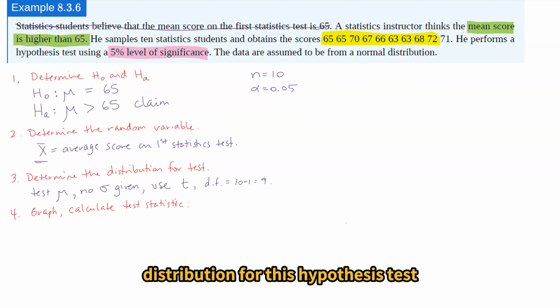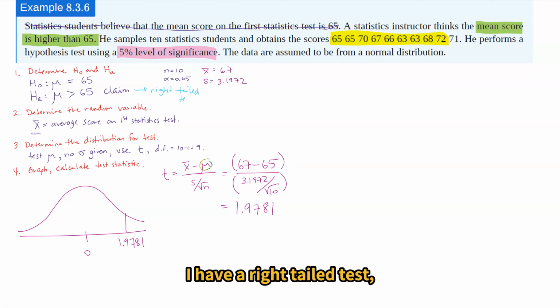Looking at this graph, 1.9781 will be somewhere to the right. And this does make sense. Looking at my alternative hypothesis, mu is greater than 65, I have a right-tailed test just from that one statement.